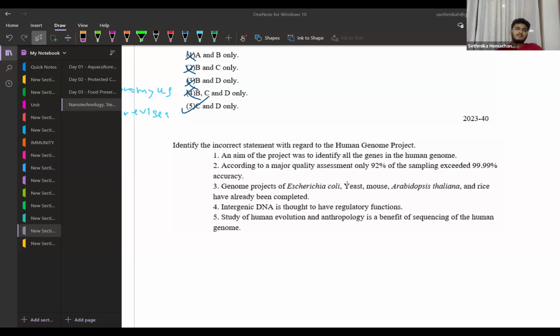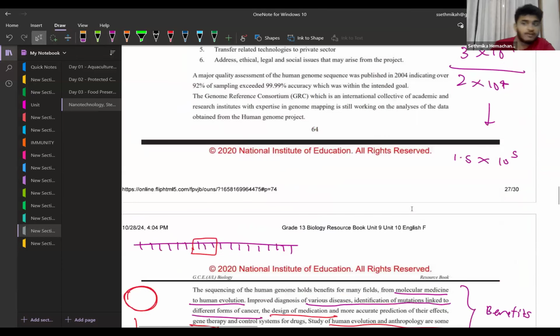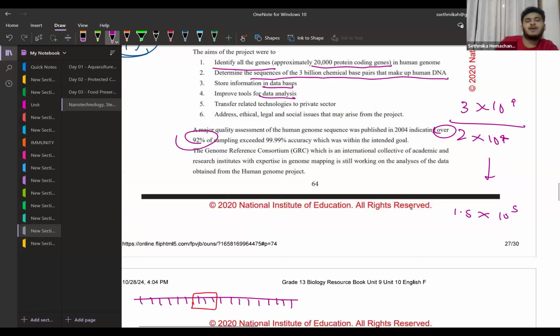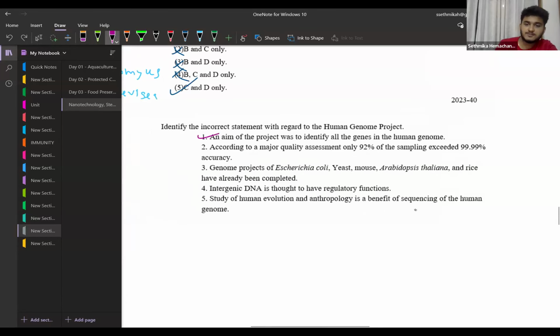Let's see. Identify the incorrect statement with regard to the Human Genome Project. The aim of the project was to identify all the genes in the human genome. Yes, that was the name of the project. According to a major quality assessment, only 92% of the sampling exceeded 99.99% accuracy. No, that's wrong. Over 99% of sampling exceeded 99.99%. See, small words matter a lot. So saying only 92% is incorrect.